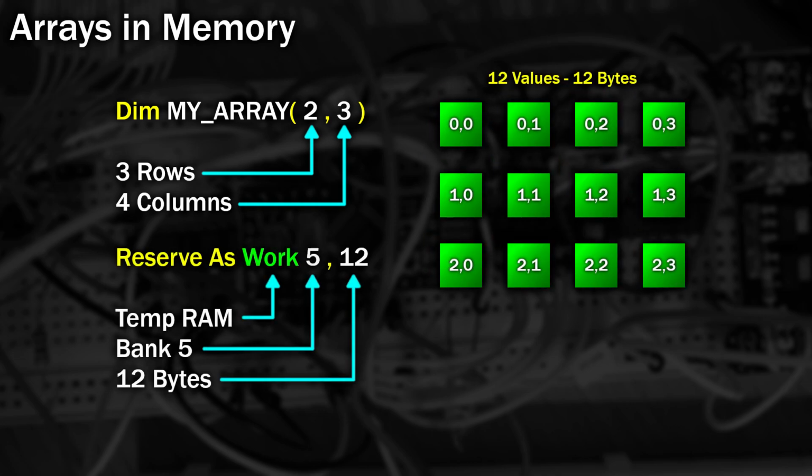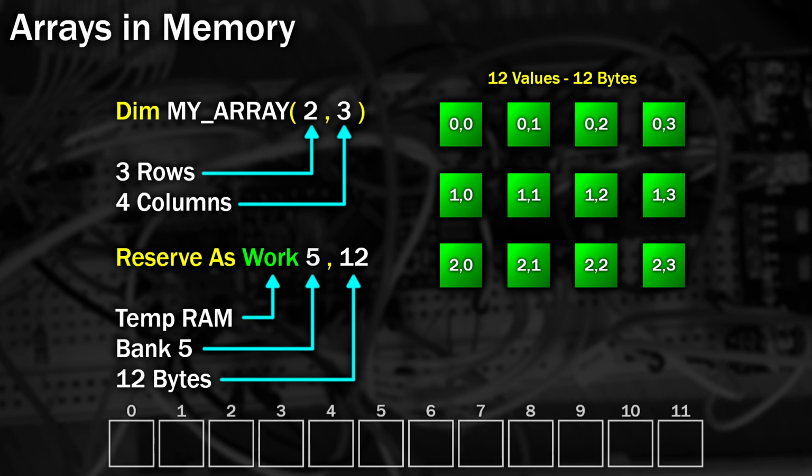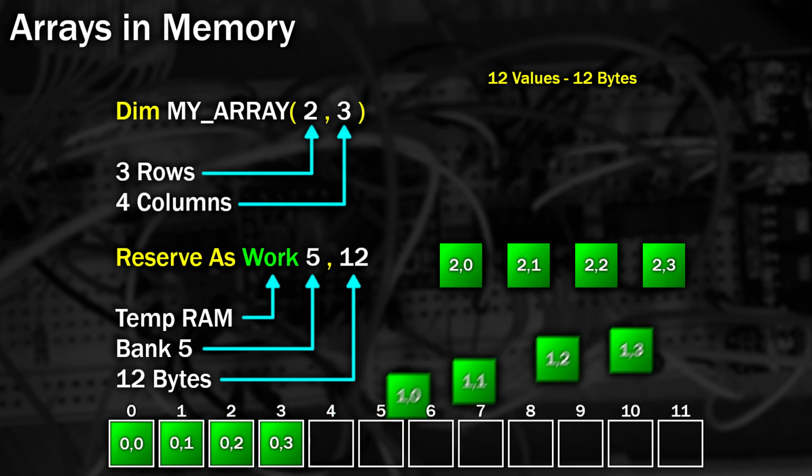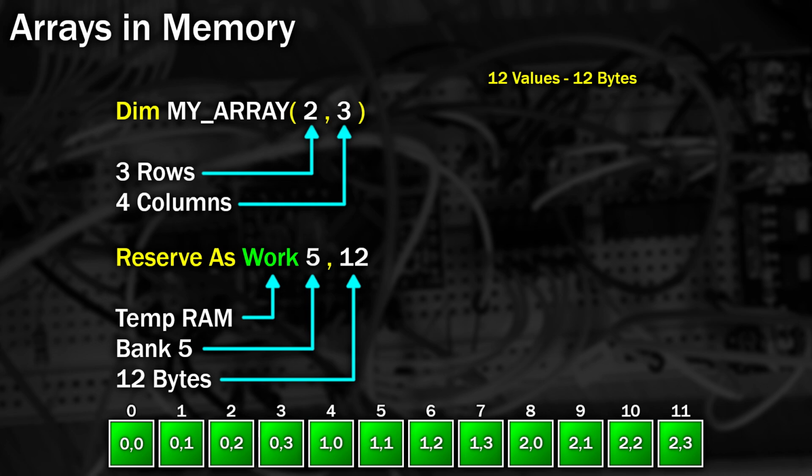We can ask AMOS to reserve some memory for us using the reserve command. One thing to note here is if fast RAM is available, it will use that first, which is great. With our 12 bytes freshly made available to us, we could then say that the first 4 bytes are the first row, the next 4 the second row, and the third 4 bytes the third row.